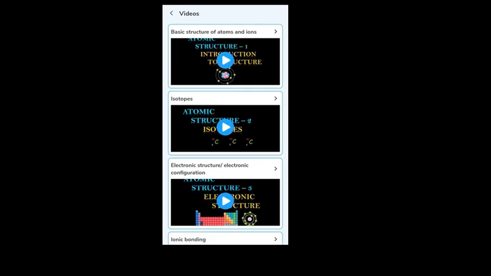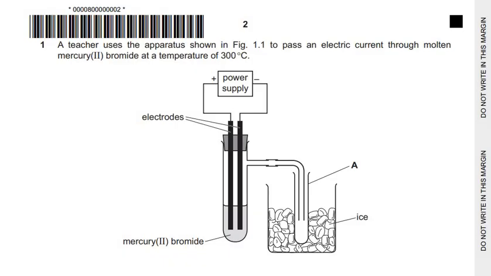So let's now start solving the paper. Now here is question 1 of the alternative to practical paper 6 of 0620 chemistry, again of the 2024 October-November series. So let's start with question 1 here.